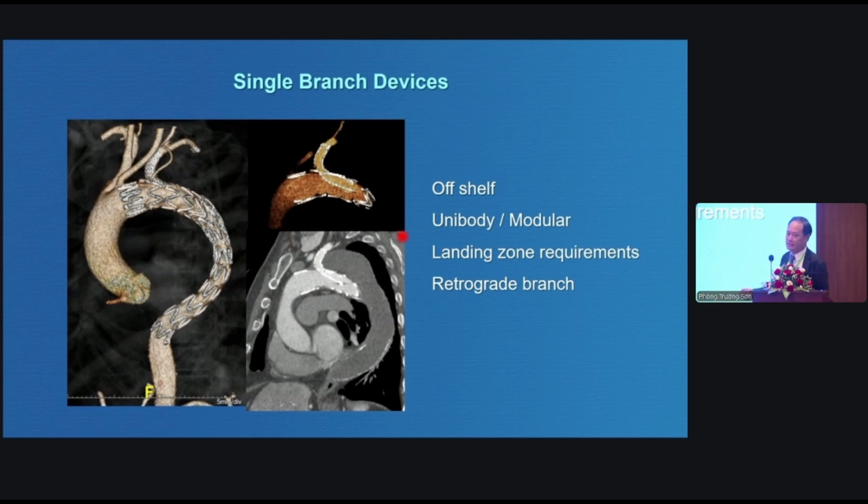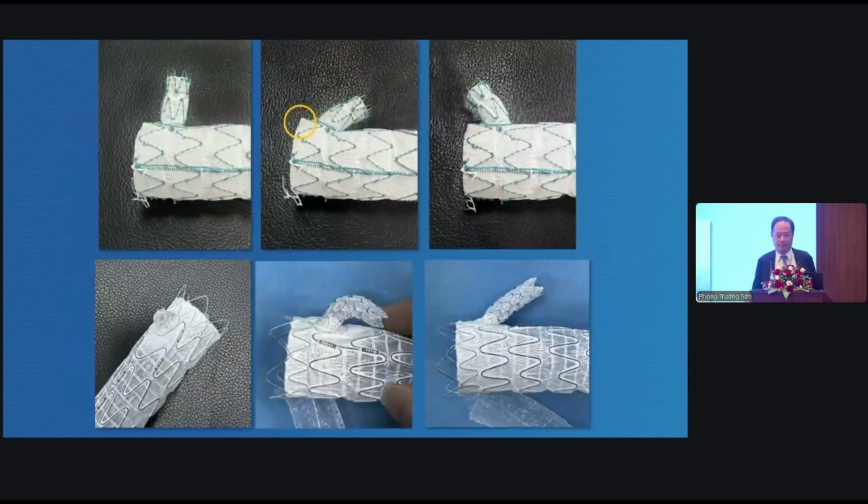retrograde single branch devices, which mostly, when we want to place it, we place it in zone 2 to preserve the left subclavian artery. Then unibody devices, and they are also modular devices. These both from mainland China. The top is the Castor, which is a unibody design.